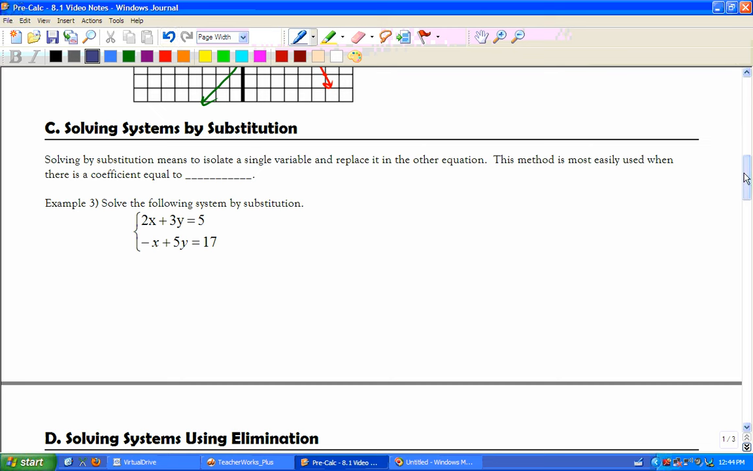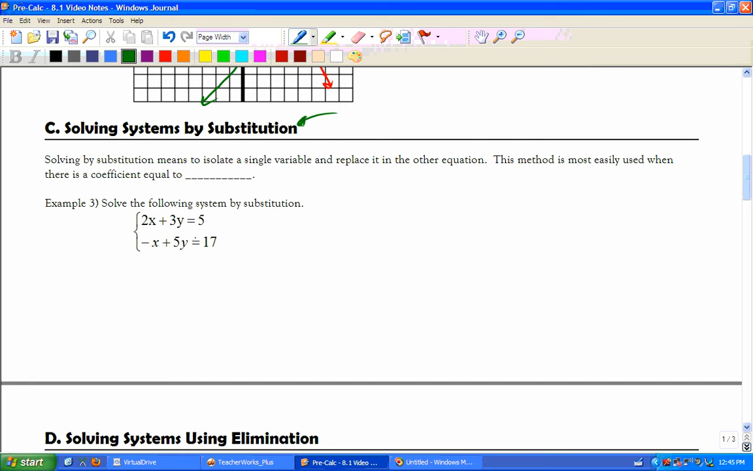Welcome back. We're going to continue our look at two variable linear systems of equations by checking out the next method, which is substitution. Solving by substitution means we're going to take and isolate a single variable. Doesn't matter which. Certainly there are some that are easier than others, though. And we're going to replace it in the other equation.